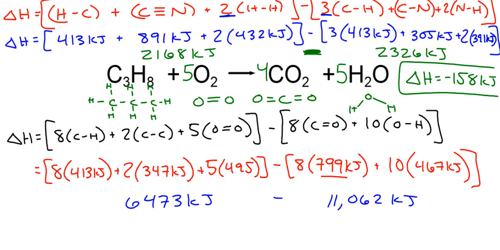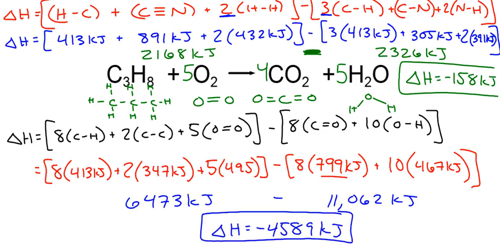Overall, 6,473 kilojoules of energy went into breaking bonds, and 11,062 kilojoules were released by forming bonds, which makes a grand total of negative 4,589 kilojoules. Hence why combustion of propane is such a good reaction for producing energy, because it releases so much of it.